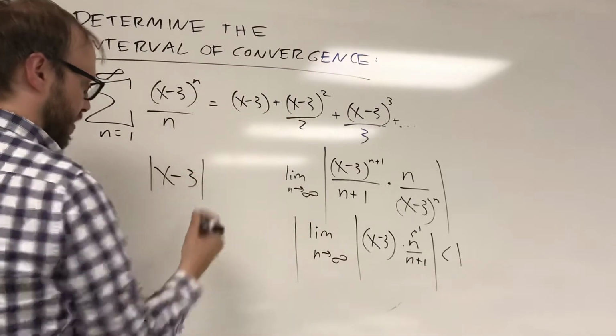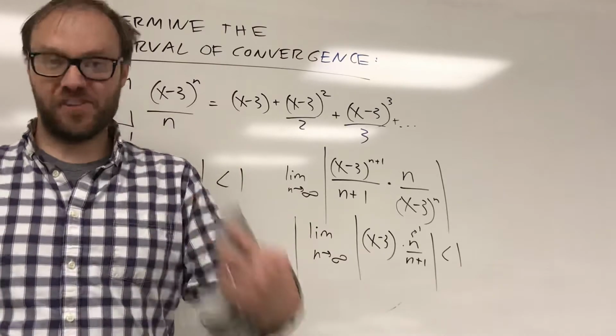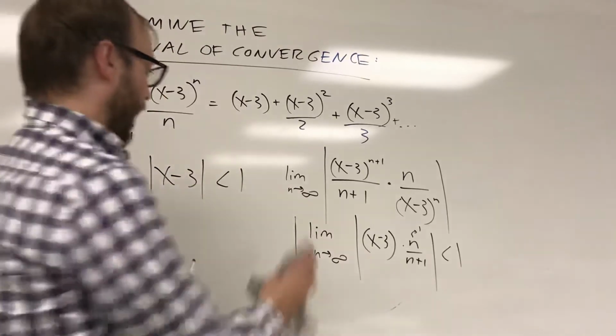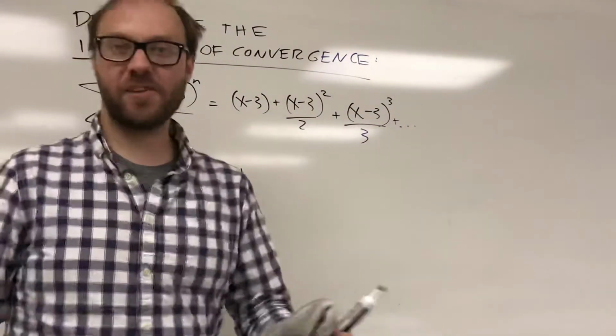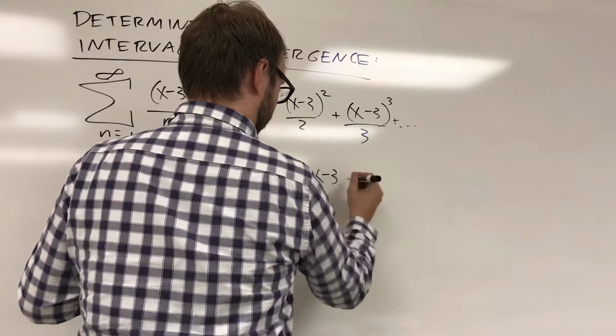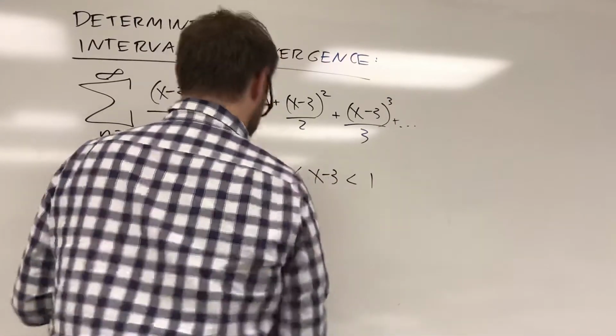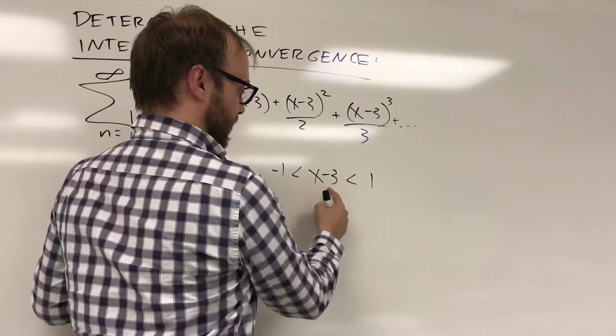So the absolute value of x minus 3 needs to be less than 1 to make this convergent, okay? Well, what does that tell me? If the absolute value is less than 1, that means x minus 3 has to be between 1 and negative 1. So I would usually take it out of absolute value form so I can evaluate it. And we've got a little inequality here. I want to know what values x is between.